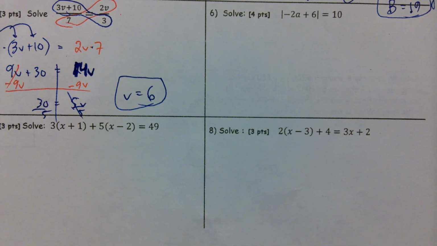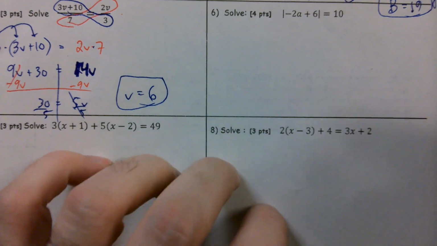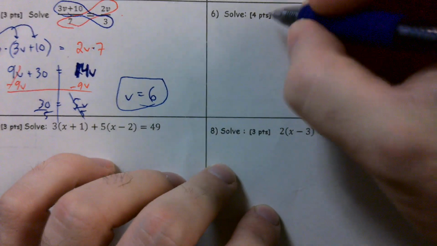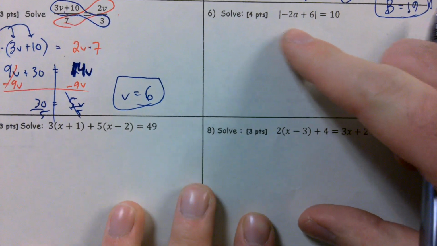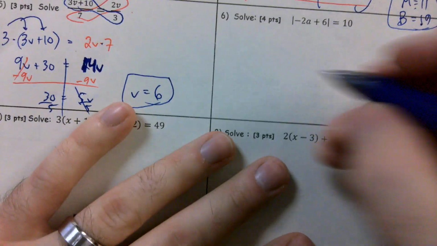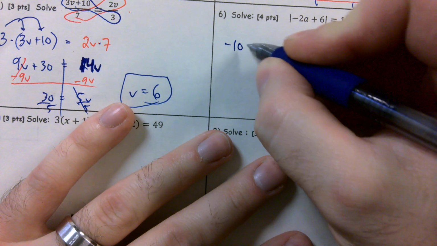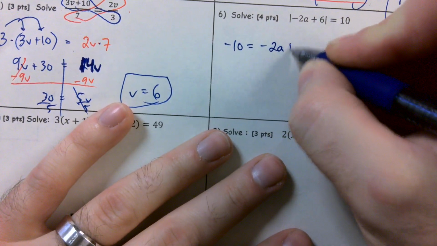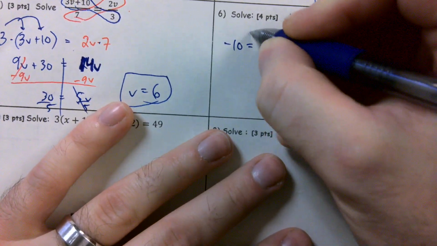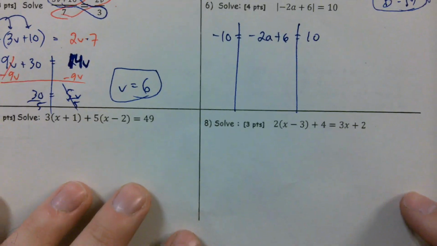Number 6, our absolute value. I've got negative 2a plus 6 equals 10. I'm going to rewrite it with a negative 10 on the left and no absolute value sign with a 10 on the right, just like that.